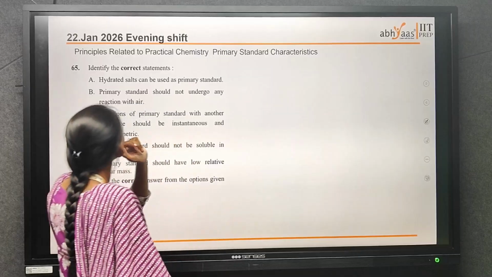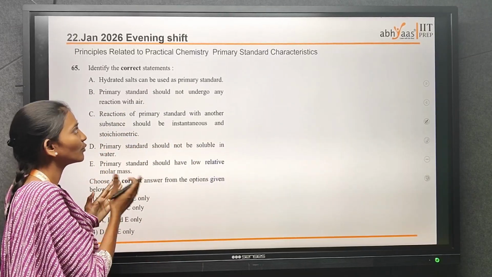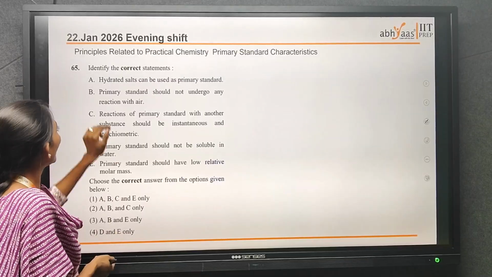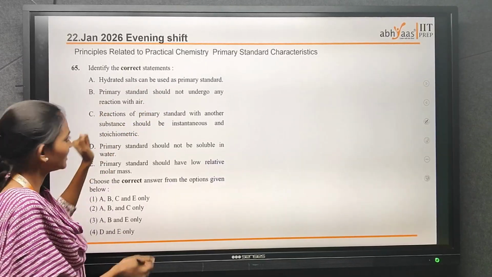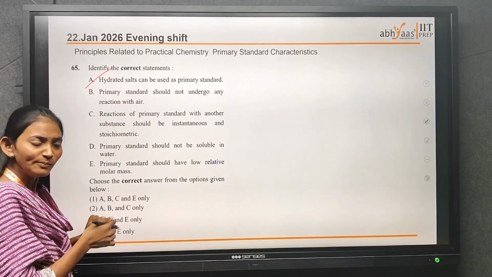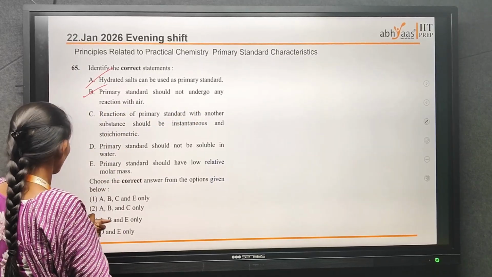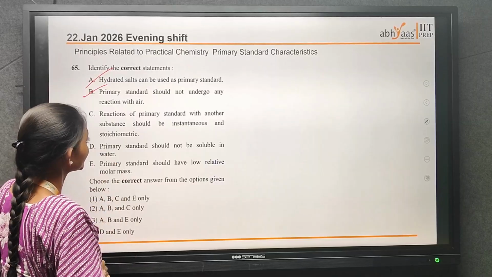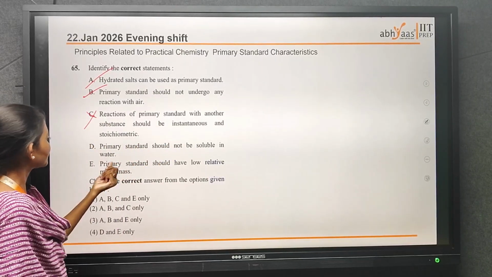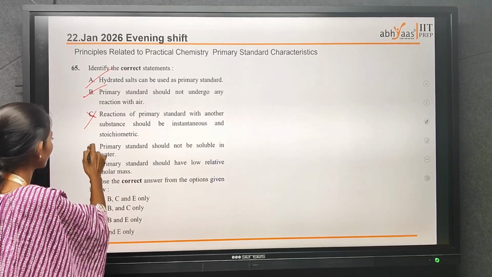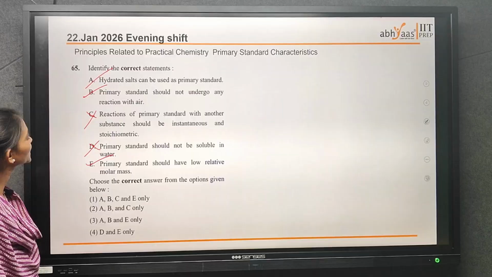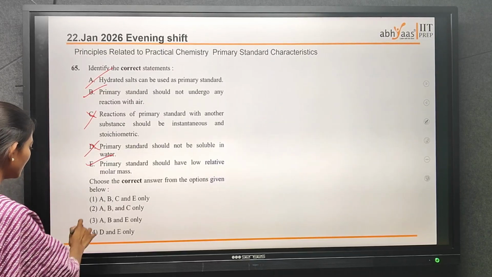And moving on to the next question. If you are good at practicals like titrations, you will answer this very easily. Hydrated salts can be used as primary standard. Yes, definitely. Primary standard should not undergo any reaction with air. Correct. Reactions of primary standard with another substance should be instantaneous and stoichiometric. Not at all. Primary standard should not be soluble in water. And primary standard should have low relative molar mass. Yes. So options A, B, E will be your answer.